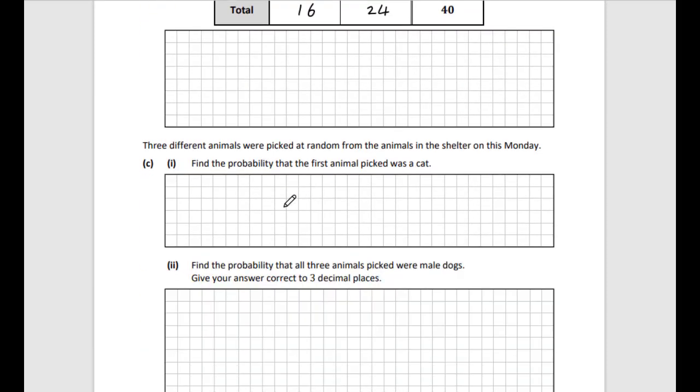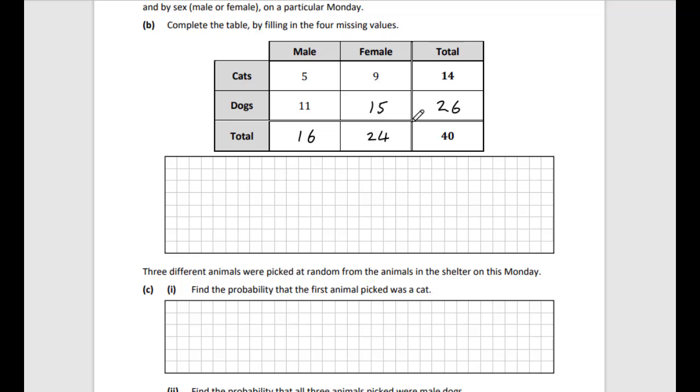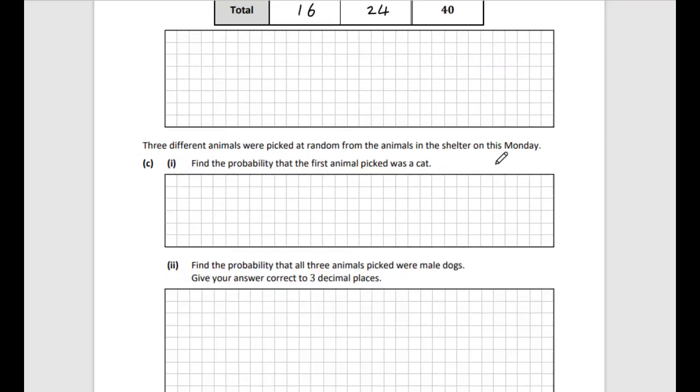Okay, 3 different animals were picked at random from the animals in the shelter on this Monday. Find the probability that the first animal picked was a cat. So let's see, we have 14 cats out of 40 animals in total. So the probability of picking a cat is 14 out of 40, or 7 out of 20. We don't have to give it to any decimal places, so that's fine.